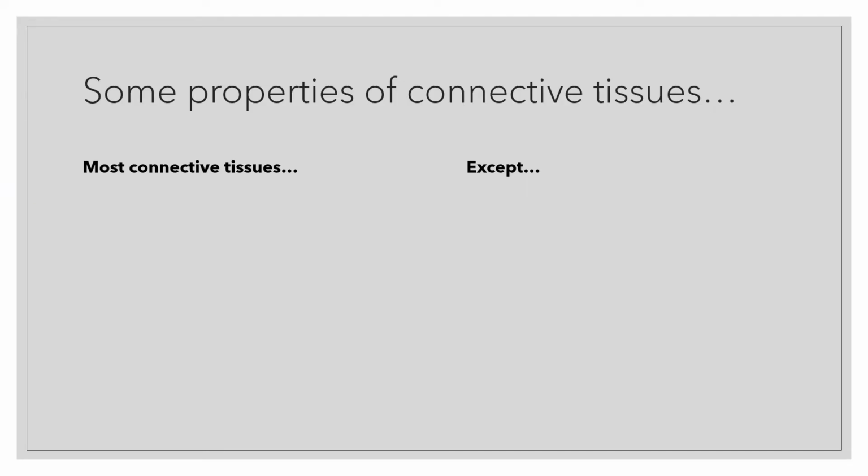There are some properties that define connective tissues, but the problem with defining connective tissues is that every single rule seems to have an exception. For example, most connective tissues exhibit low cellularity, that is, less than 50% of the tissue is made up of cells, often much less than 50%. But there's an exception, okay?